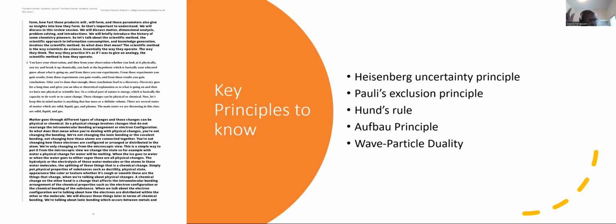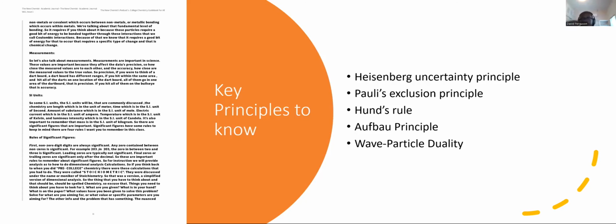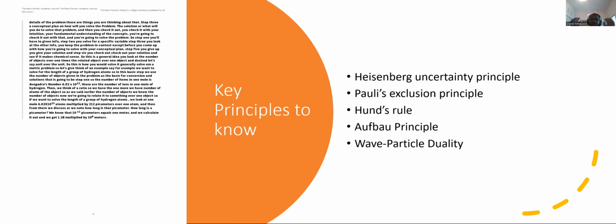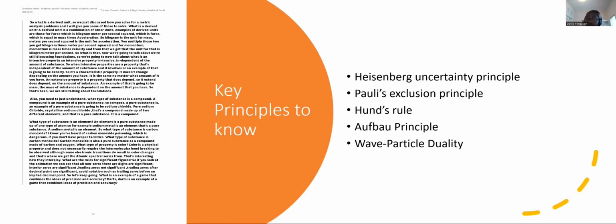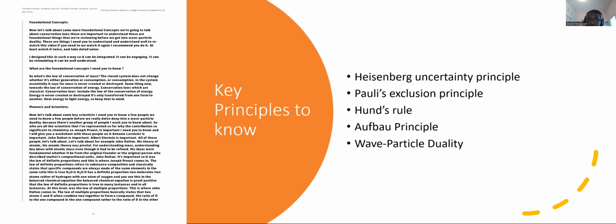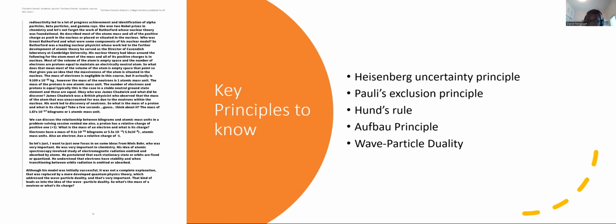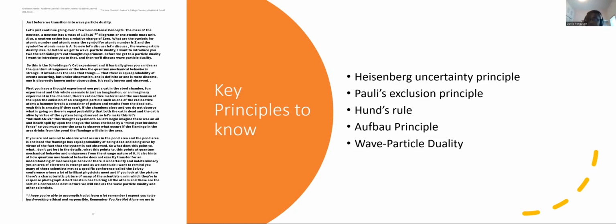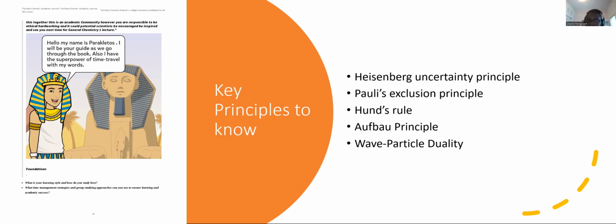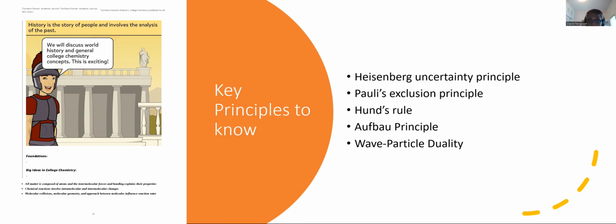Okay, so let's quickly recap. Heisenberg's uncertainty principle basically tells us that the more we know about the momentum of the electron, the less we know about its position. In that instant, we can't know them with the same degree of accuracy. Pauli's exclusion principle tells us that no two electrons can have the same four quantum numbers. Hund's rule tells us that when you're filling degenerate orbitals, electrons fill them singly first with parallel spins. Aufbau's principle tells us you build up when you're filling orbitals.